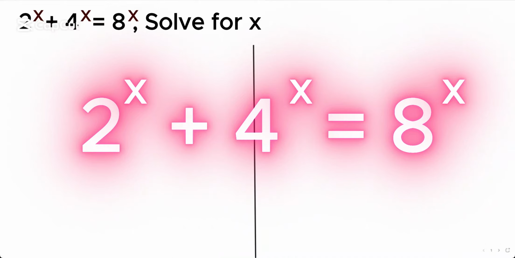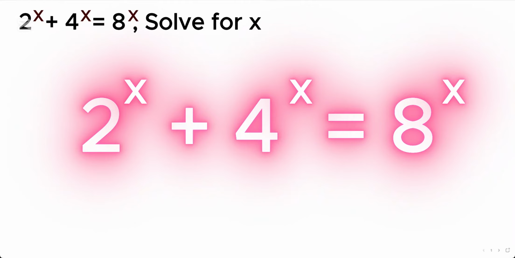Ever seen an equation like this? 2 to the power of x plus 4 to the power of x equals 8 to the power of x, and felt stuck? Don't worry. I've got a secret trick that will help you solve it in seconds. This method makes exponential equations super easy, and I'll break it down step by step.